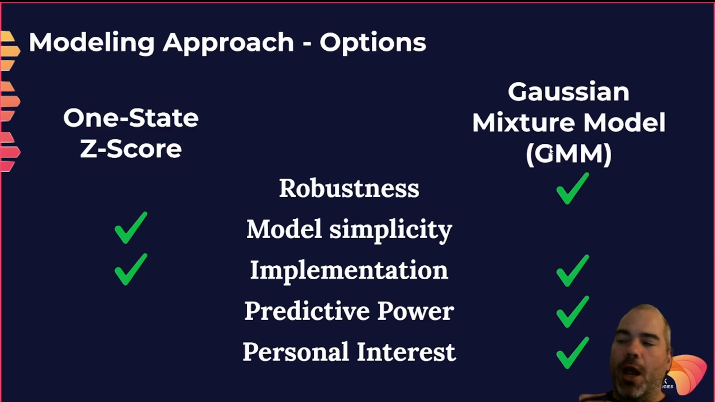So if we compare, just from my knowledge about these two models, I kind of built a table here to see. In terms of robustness, I would expect the Gaussian mixture to be a little bit better, because the true system, eye close, eye open, is inherently a two-state system. So with the Gaussian mixture, we will try to fit these two states. For model simplicity, the one-state z-score is definitely simpler because we're fitting a single distribution.